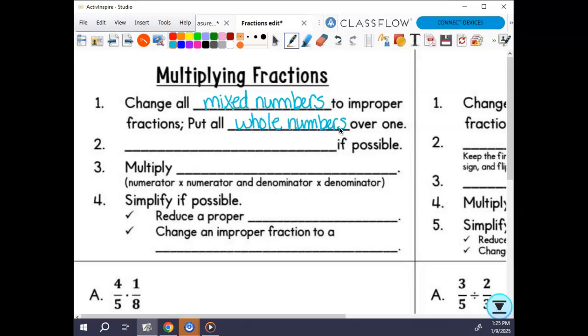So then the second one, number 2, we are going to cross cancel if possible. And this is a step that a lot of people skip, which makes the whole multiplying thing worse because it makes your numbers big and then you have to reduce big numbers. But I think maybe you skip it because you've never really understood it. I mean, maybe that's it, or you're getting it confused with cross multiplying.